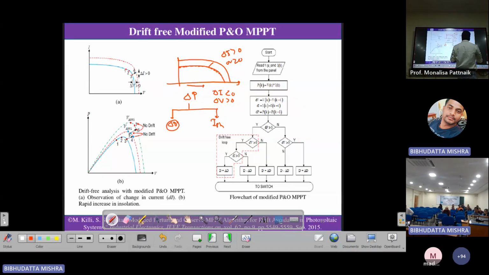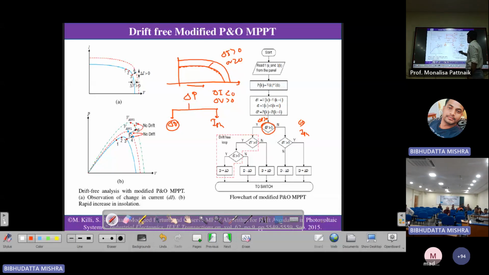Very simple. You just check here del P greater than 0, and remember, as I told you, this drift problem is only for increasing insolation. It will not happen for decreasing insolation. That also you can check yourself later on. If you find any difficulty, you can also solve that problem easily by yourself, to see why it is not happening in the decreasing insolation. Now see, del P greater than 0 means either there is a change in del D or there is a change in IPH, the irradiation change. How to decide?